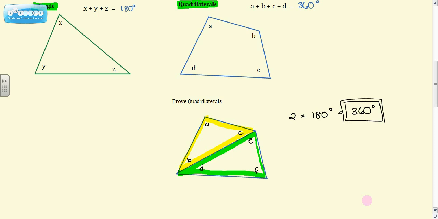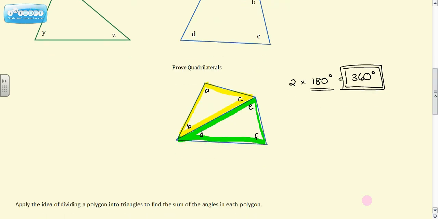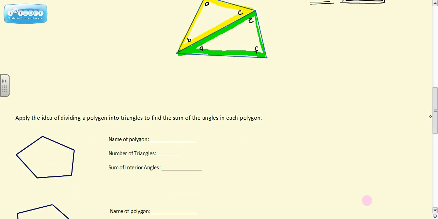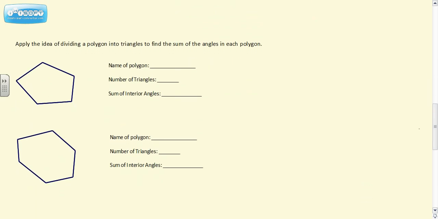If I can divide any polygon into triangles, I can figure out the sum of the interior angles by multiplying the number of triangles formed by the 180 degrees. So let's use this process for any other polygon. Here I have 2 polygons, and I'm going to find the sum of the interior angles again.